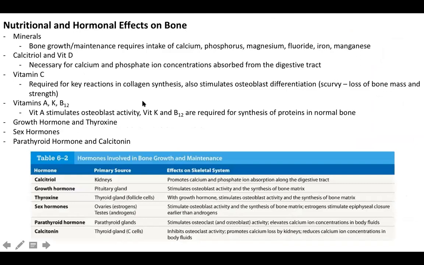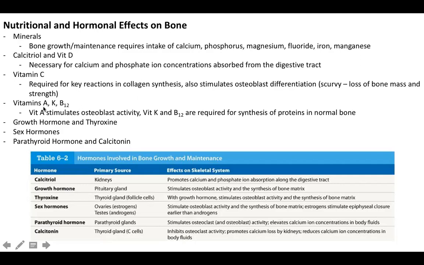So let's talk about some of the minerals and hormonal effects. The minerals, we have calcium, phosphorus, magnesium, fluoride, iron, magnesium within the bone. And we talked about calcitriol when we talked about the integumentary system, where it helps create vitamin D and is important in calcium and phosphate ion absorption in the digestive tract. Vitamin C is important in collagen synthesis, and you need vitamin C to produce collagen.